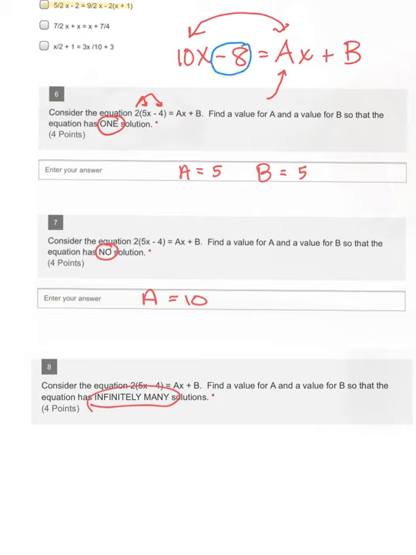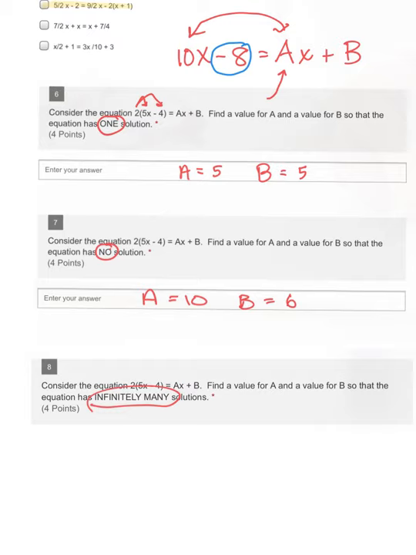Right? For no solution, we need b to be any number but not -8, because if it were -8 and your variables eliminate, then you would have the same number on both sides, and that's infinite. So b for this one, I'm going to write 6, but it can be any number as long as it's not -8.